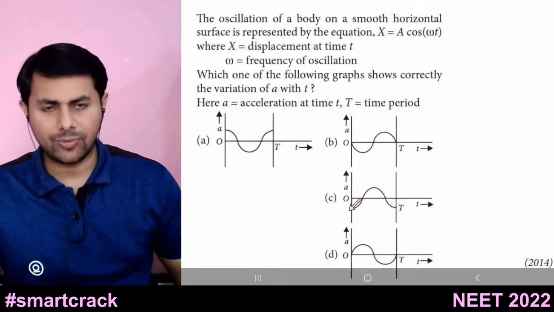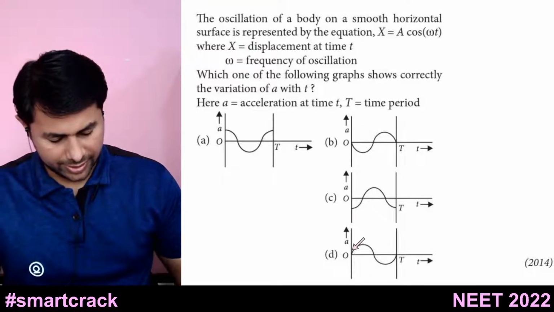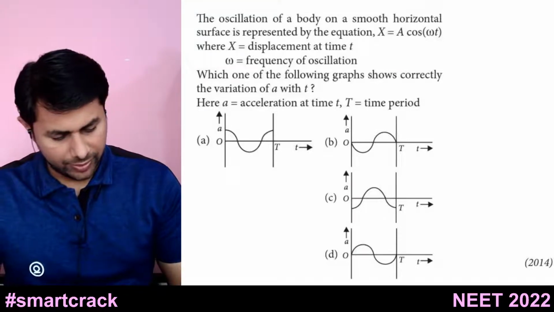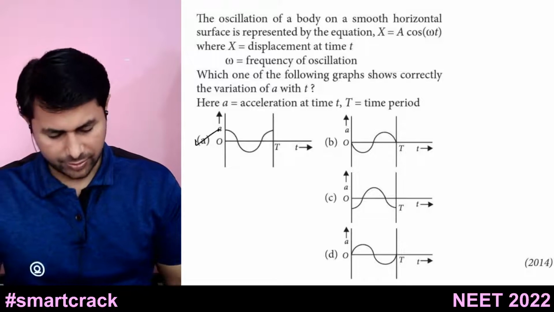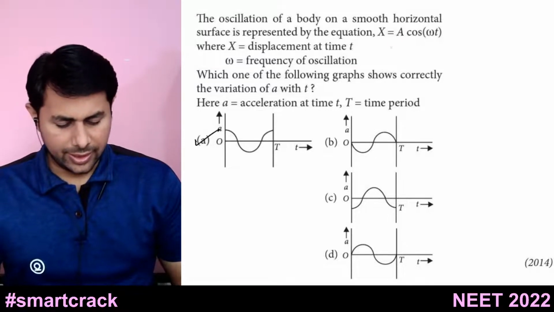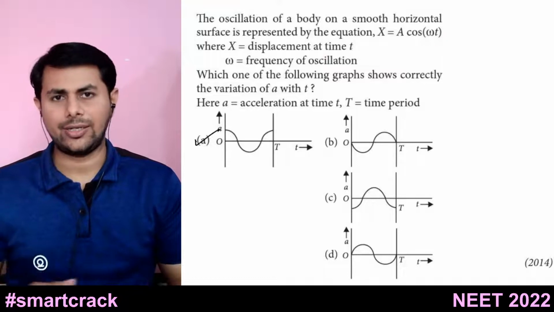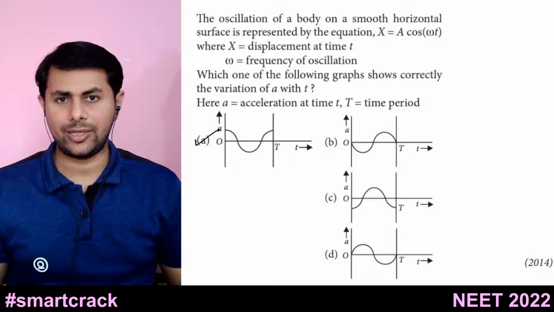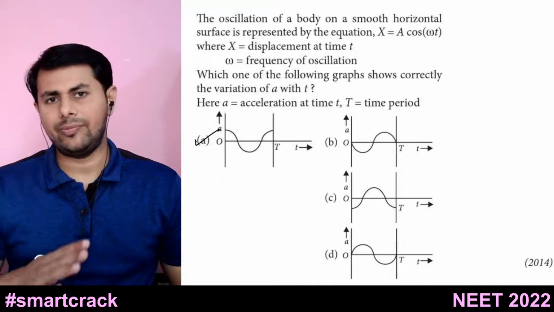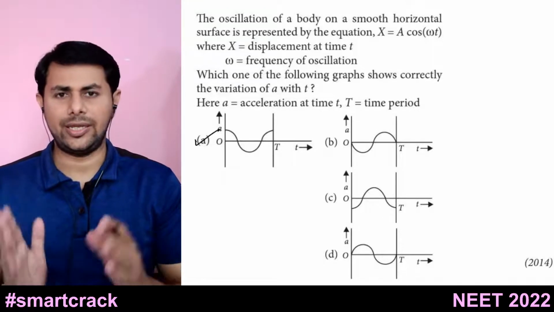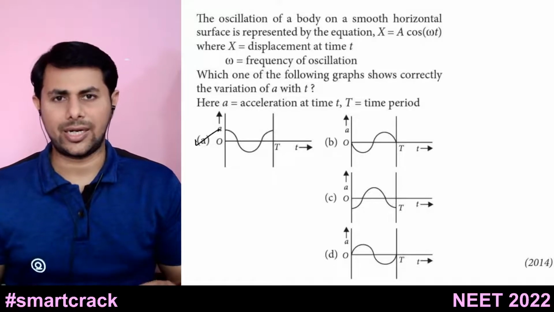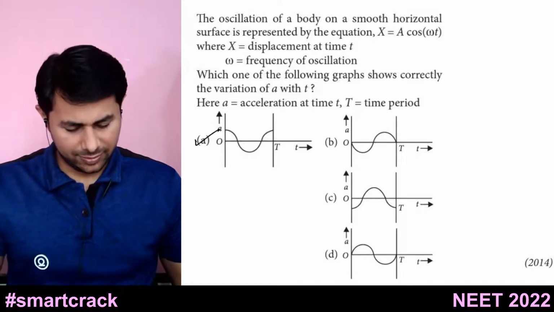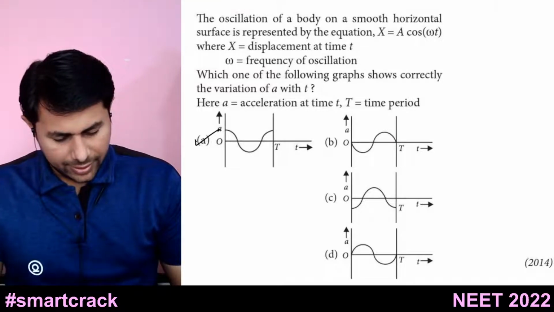Here it is starting from minus A. Here it's starting from origin. Here it's starting from origin. Not this one, not this one, not this one. There is only one correct answer, which is this one. See, x is equal to A cos omega t, so the particle starts from the positive extreme position. If it is minus A cos omega t, the particle starts from the negative extreme position. If it is A sin omega t, then the particle starts from the mean position and moves towards the right. So this is simple.